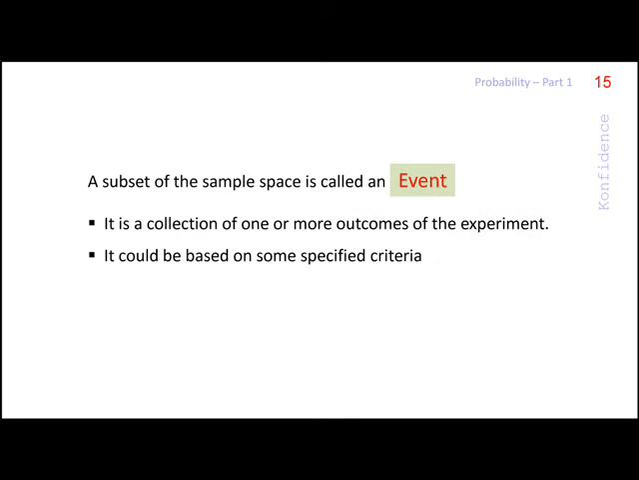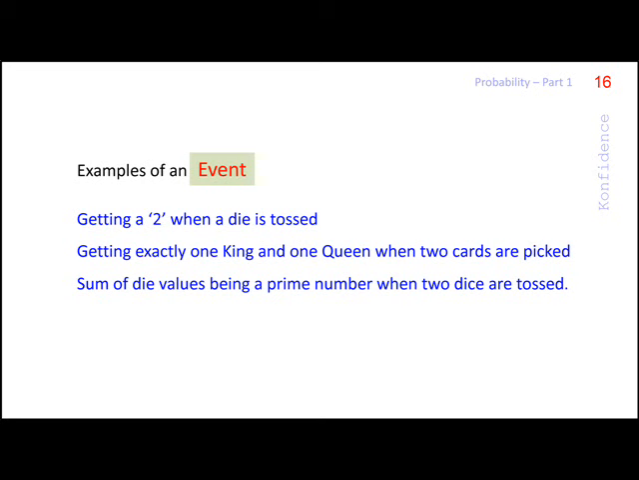Any subset of the sample space is called an event. Stated differently, an event is a collection of one or more outcomes of an experiment. The aggregation could be based on some specified criteria. An event could be as simple as getting a 2 when a die is tossed, or it could be something like getting exactly one king and one queen when 2 cards are picked from a deck of cards.